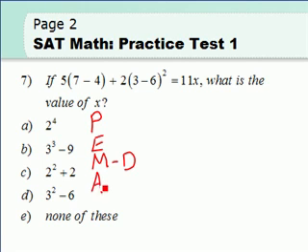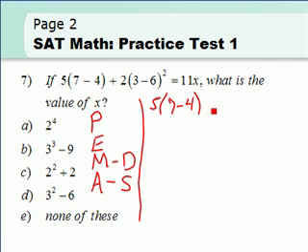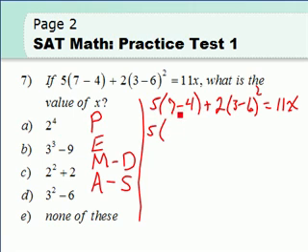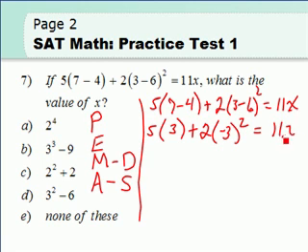And last, we do addition or subtraction. Again, they have the same priority. You do it from left to right, whichever one comes first. So having reviewed that, let's do the problem. So I have 5 times (7 minus 4) plus 2 times (3 minus 6) squared equals 11x. So first I'm going to do parentheses. So I have 5 times 7 minus 4, that's 3, plus 2. Again, do the parentheses. 3 minus 6, that's going to give me negative 3 squared equals 11x.